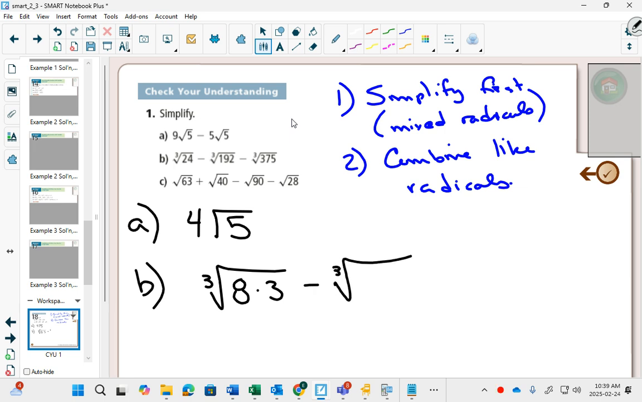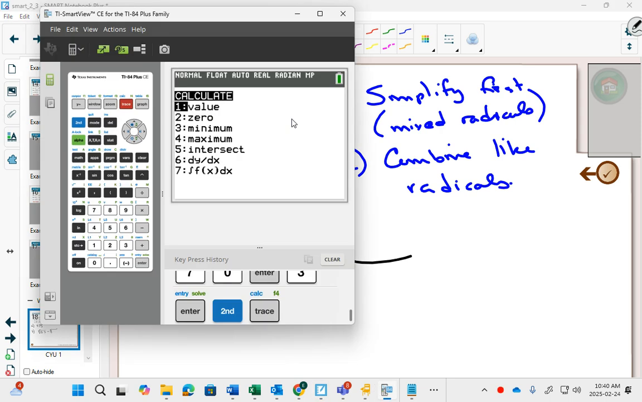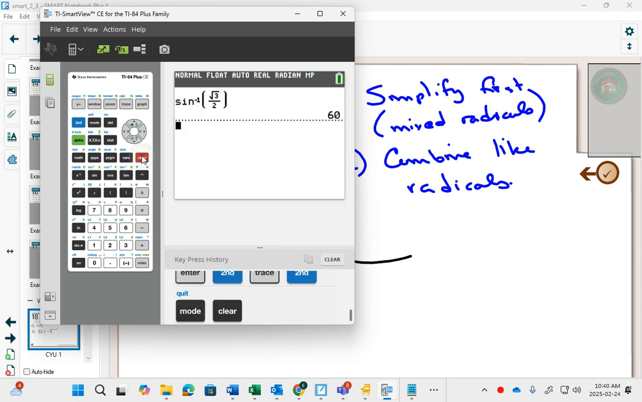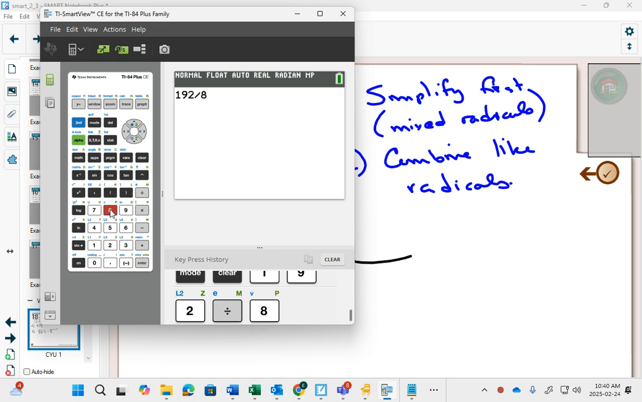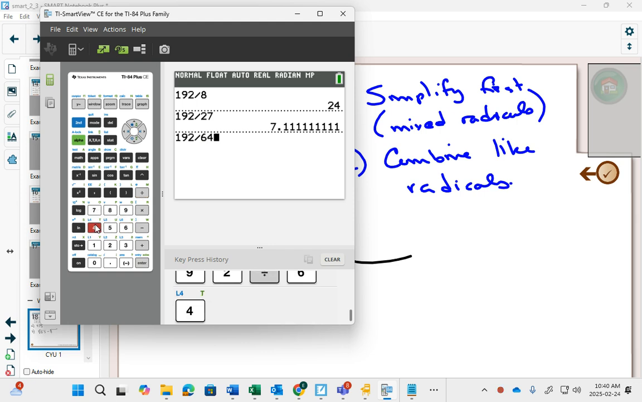Minus cube root 192. This one you might need to go to your calculator. Does 192 divide by 8? I go to check it out. 192 divided by 8? 24. Does it divide by any bigger one? So here, I'll pull up my calculator on here. So 192 divides by 8. That's a cube. 192 does not divide by 27. That's also a perfect cube. 192, 4 cubed is 64. It also divides by 64.